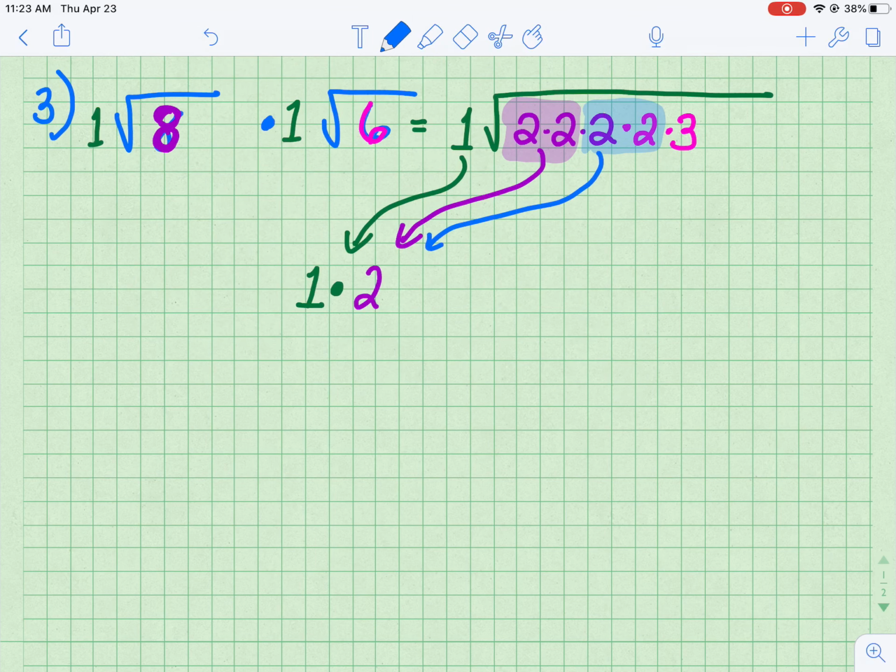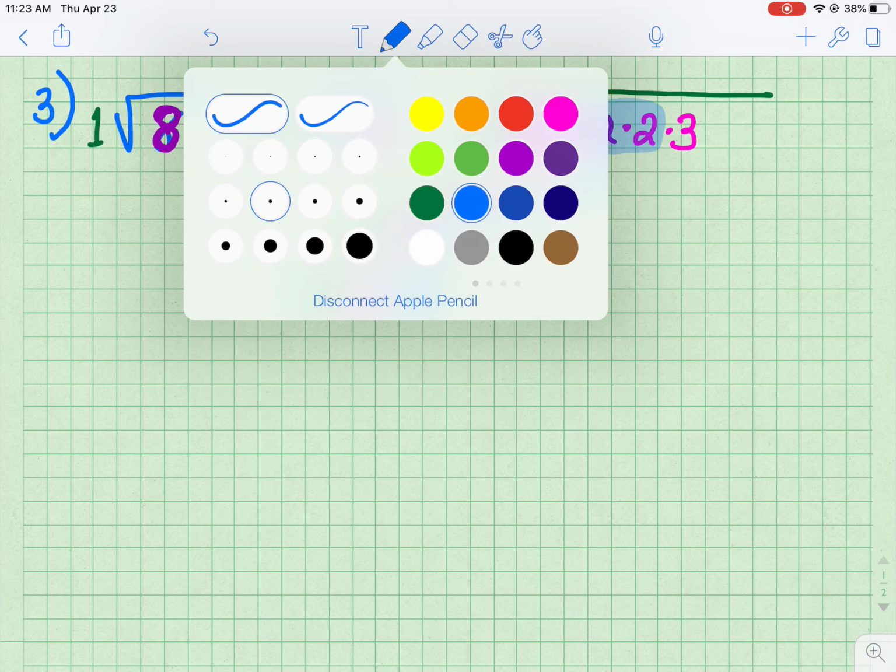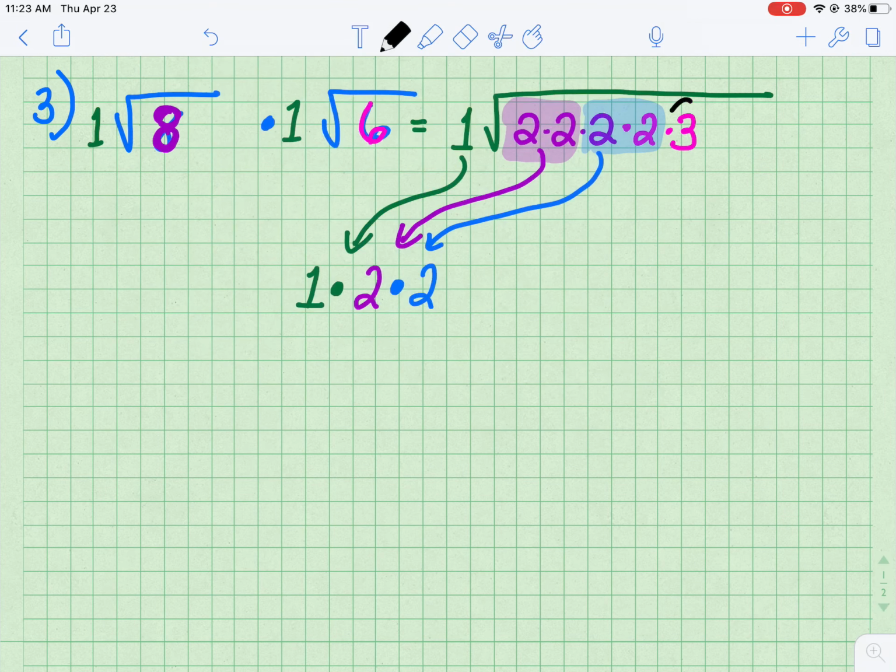And they come out and get multiplied by what's waiting on the outside. The 3 is our left behind. We don't always have a left behind. If there's nothing left behind, then we don't have a square root anymore. We can let the prison collapse. But this one does have a left behind, and that's our 3. And so our final answer is 4 root 3.